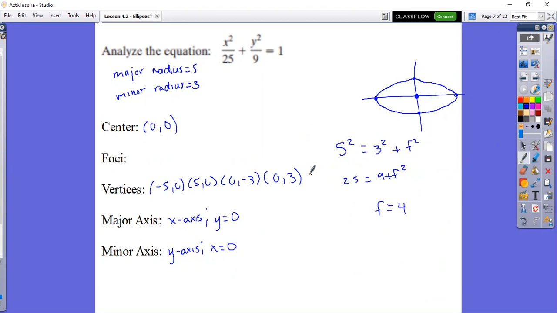All right, what that means is the distance from the center to each focus is 4 units. And the other thing that I want to remember is the foci are located on the major axis. So the foci will be at -4, 0 and also at 4, 0.